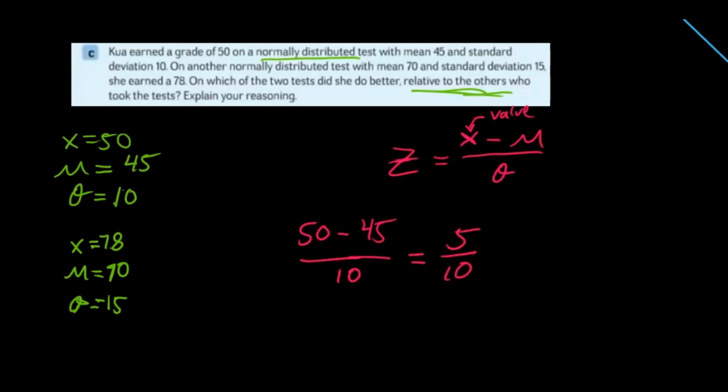So this first test has a standardized value of 0.5. That's 0.5 standard deviations positively above the mean. And so that's relative to this value.